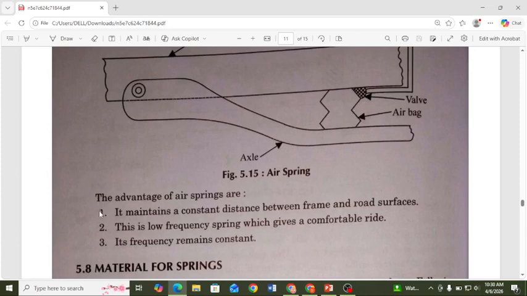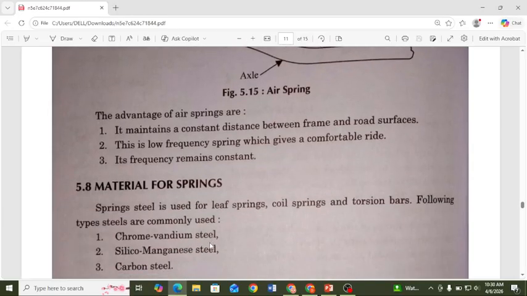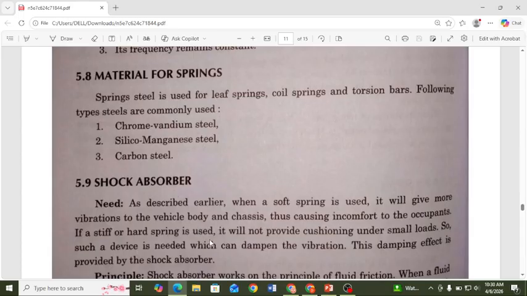The advantages were also discussed in the last lecture. First, it maintains a constant distance between the frame and the road surface. Similarly, low frequency springs give a comfortable ride and the frequency remains constant. The materials used for springs are chrome vanadium steel, second silico manganese steel, and third carbon steel. Carbon steel is right now used for long durable shock absorbers and coil springs.